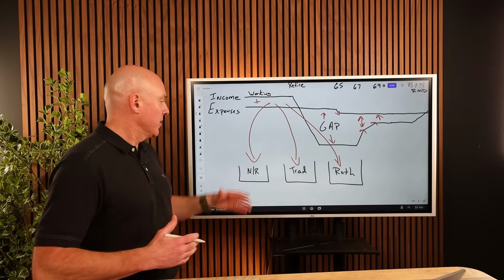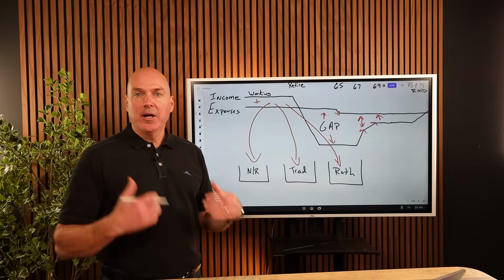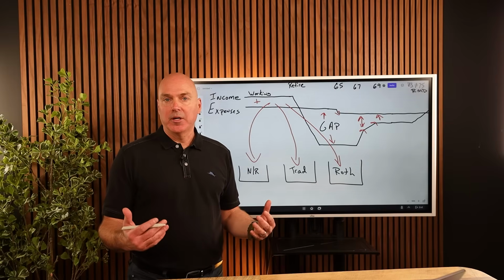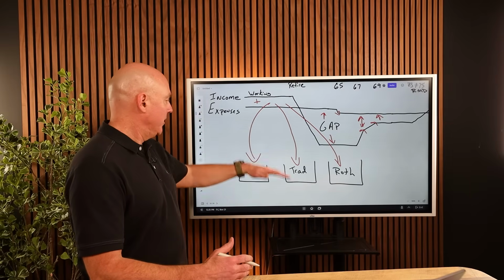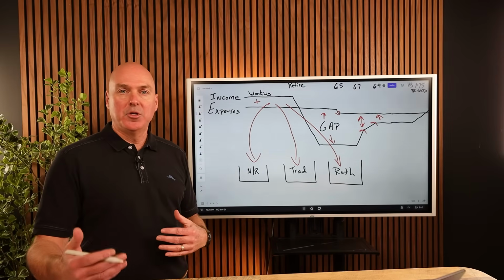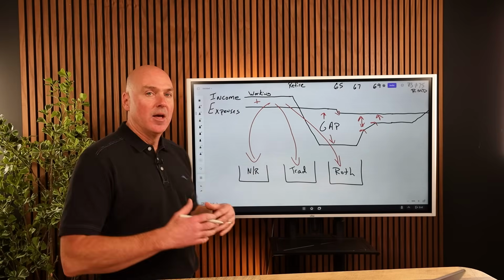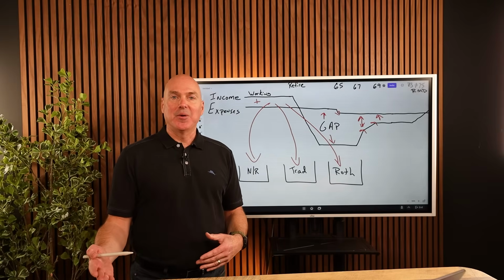Number one is we're going to know or want to know what money is going into those buckets while we're working. So if we're still working, we're likely going to be contributing money to one or two or maybe even all three of those buckets. So we're going to want to know how much money is going in.